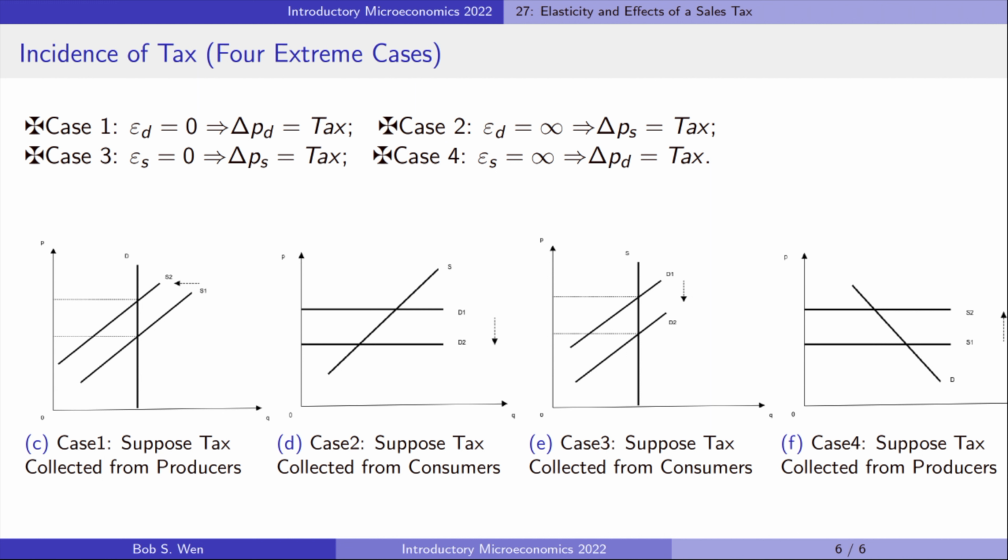Today, we make predictions about the effects of a sales tax and learn how much the tax falls on consumers and producers by comparing the price elasticities of demand and supply.